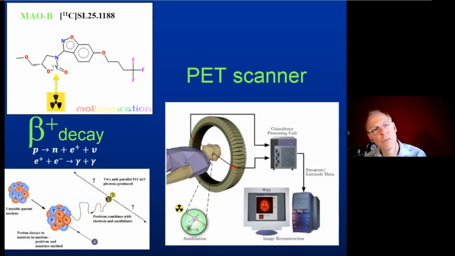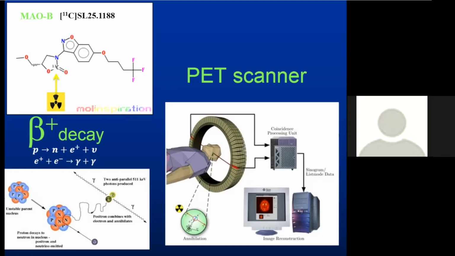The radioisotopes that we usually use for radiolabeled molecules are carbon-11 and fluorine-18, which are unstable nuclei that decay mostly via beta plus decay. This means they convert a proton into a neutron, and during this conversion, a positron is emitted.